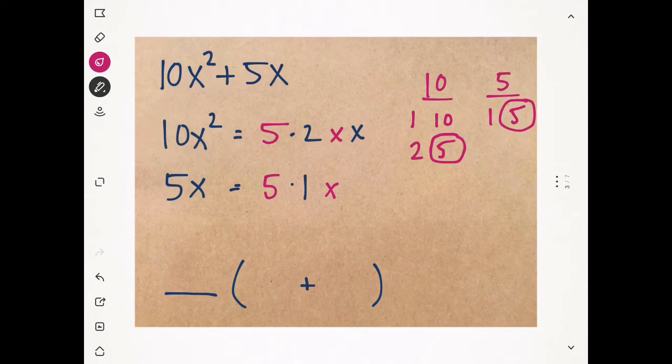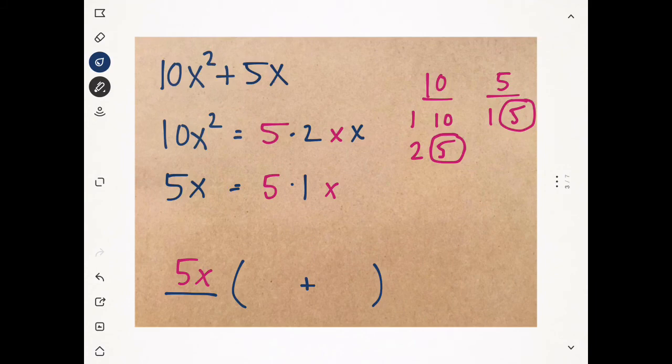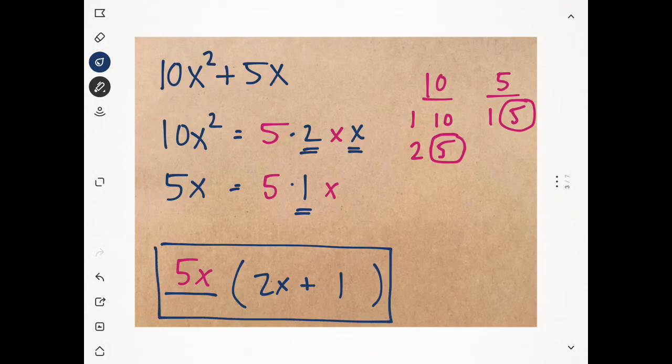So everything that's pink is our greatest common factor. So our greatest common factor is the 5 and the x. So we have 5x as our greatest common factor. And then everything that is left with the 10x squared is going to be what goes on the inside in the first spot. So in the first spot, I'm going to write the 2 and the x, so we have 2x. And then in the second spot, I'm going to write a 1. So if I factor 10x squared plus 5x by greatest common factor, I get 5x times the quantity of 2x plus 1.